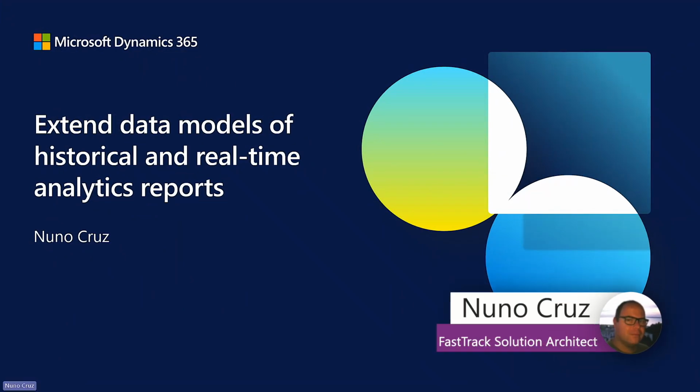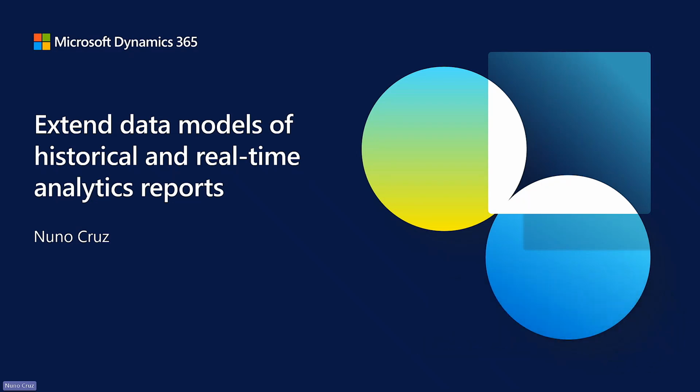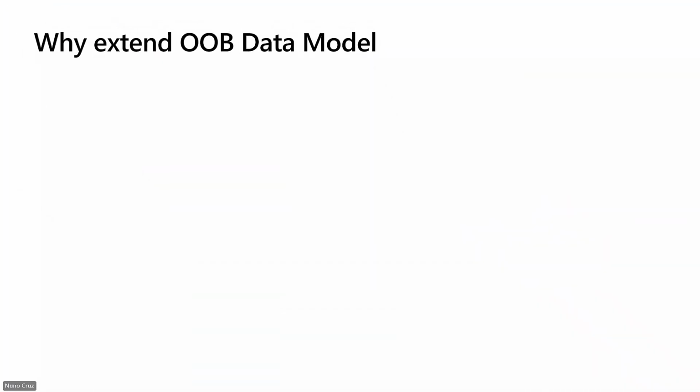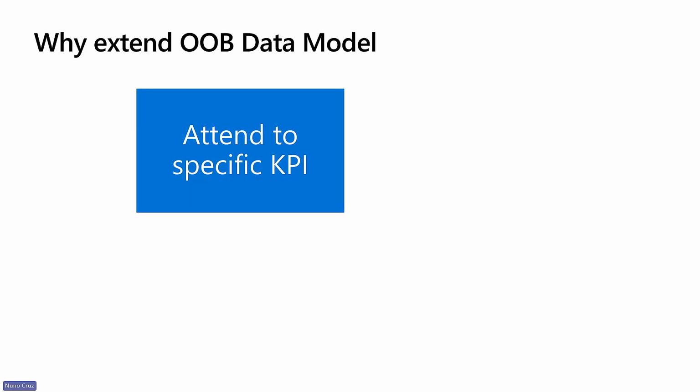Thank you, Ash. So let's now see how we can extend these data models of the historical and real-time analytics. Let's start with the reasons that can make our customers extend the existing data model. Attend to any specific KPI that the product doesn't attend with the out-of-the-box reporting. So when we have organizations with any performance indicator that out-of-the-box reporting doesn't attend, extending reporting can be the right path.